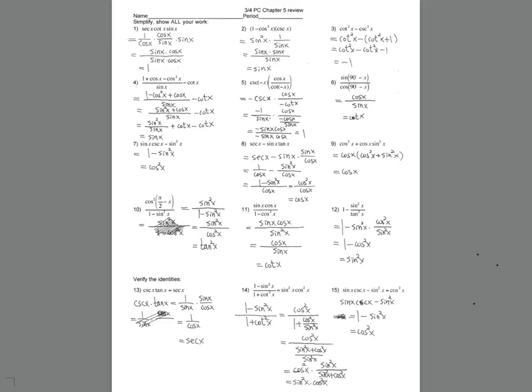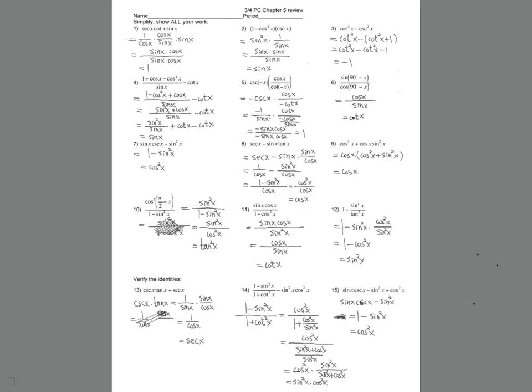Number 12, 1 minus sine square x over tangent square x. This one I'm not going to do something about the 1. I'm just going to rewrite the sine square x over tangent square x using the quotient identity. So I reduce that onto 1 minus cosine square x. And 1 minus cosine square x is sine square x.